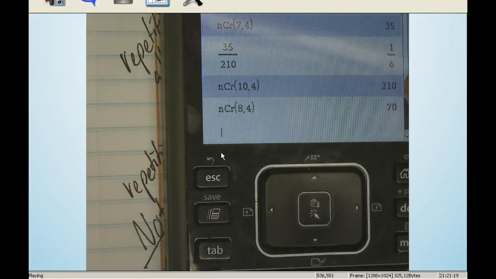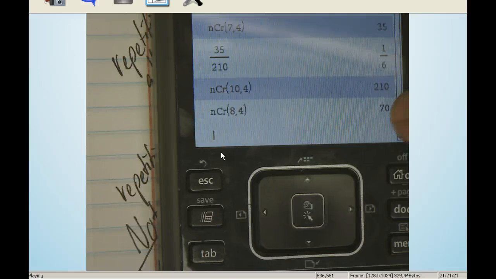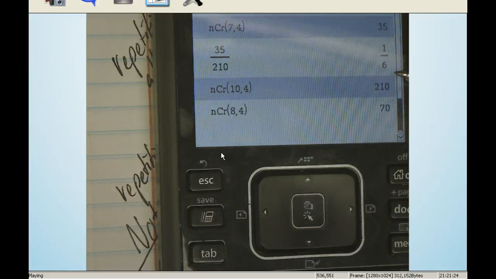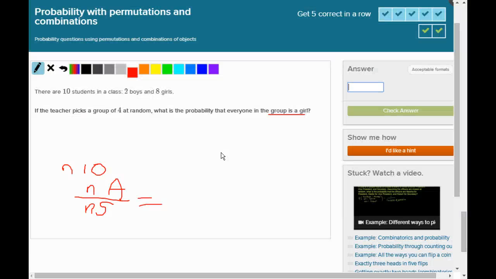So there's 70 over 210, right? You can see it here, there's 70 over 210. That's the number of groups of 4 I can make out of just girls, divided by the number of groups of 4 I can make out of all the kids, and 70 divided by 210 I know is 1/3. So 1/3.